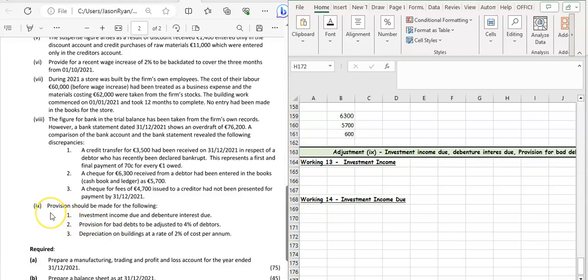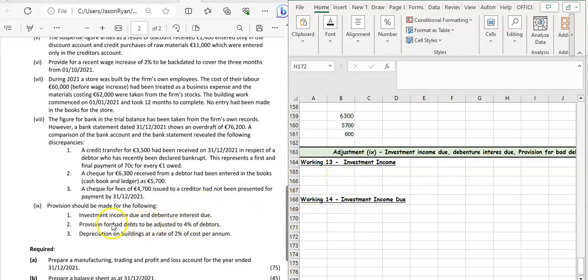Okay, so let's have a look at the last adjustment, adjustment 9, for McGuigan 2022 manufacturer account, and looking at a couple of provisions. So the first provision is investment income due. I'll do these in two videos, one for investment income due, one for the debenture interest due.